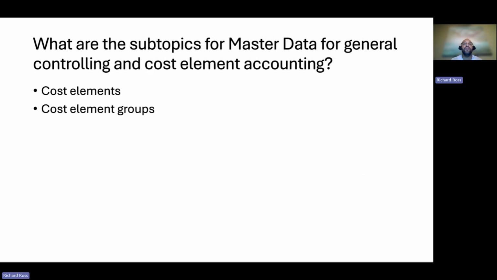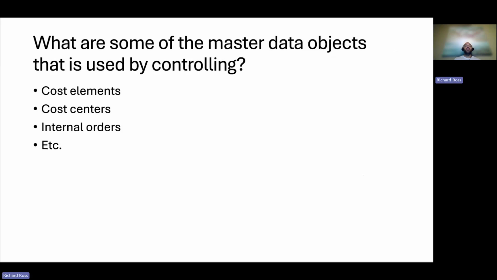What are the subtopics for master data for general controlling and cost element accounting? Cost elements, cost element groups. What are some of the master data objects that is used by controlling? Cost elements, cost centers, internal orders, etc.